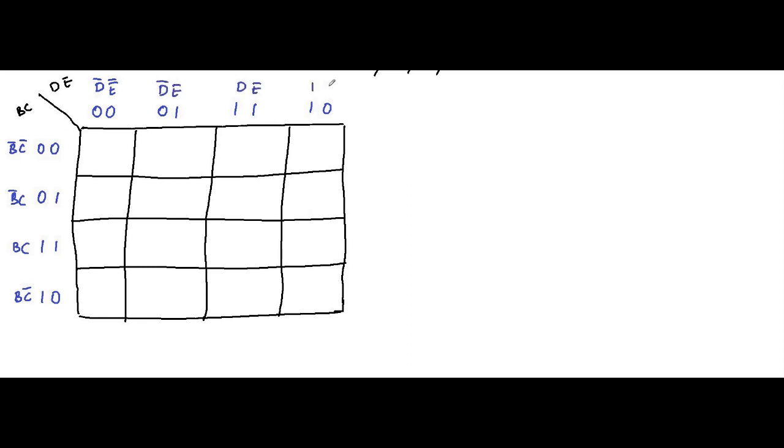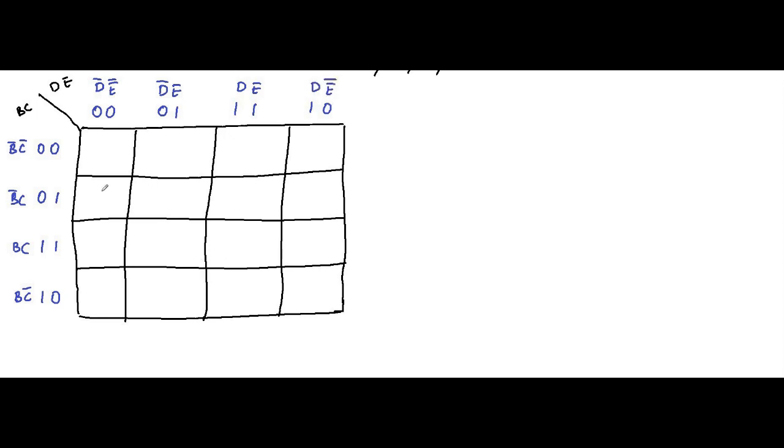B, C, D, E, 0, 0, 0, 1, 1, 1, 1, 0, 0, 0, 0, 1, 1, 1, 1, 0, B bar C bar, B bar C, B C, B C bar. That is the variable splitting that we have done. MSB is taken as common, which is A, then D bar E bar, D bar E, D E, D E bar.